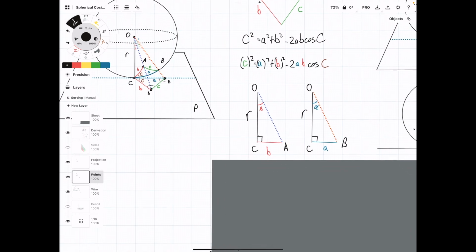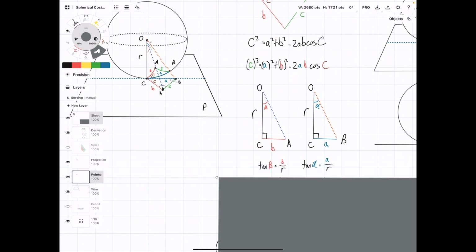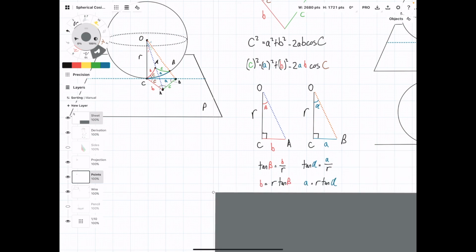Then what we're going to do is treat each of these triangles the same way. Well, not separately. We're going to do the same thing to each of them. We're going to use the Pythagorean theorem to figure out what side B is. Because we know the side is the side R, we have B on the bottom, we can do tangent of beta equals B over R, and tangent of alpha equals A over R. We'll solve for B and A like this.